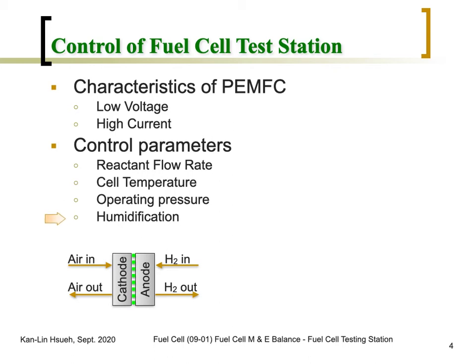And then the humidity, because in a PEM fuel cell, the separator used is a proton exchange membrane. The membrane needs to be fully hydrated in order to achieve the highest ionic conductivity. So the humidification of air or even hydrogen is very important. In order to control those control parameters, people usually use a fuel cell test station to do this job.